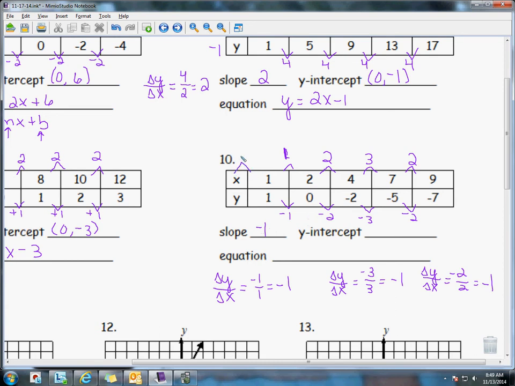Y-intercept, I need to go back 1 to get 0, and since I was subtracting 1 here, I'm going to do the opposite, which means I'm going to add 1 and I'm going to get 2. So my y-intercept here is 0, 2. So my equation is y equals negative 1x plus 2. Okay, remember though that 1 is your invisible number, so this is the same thing as y equals negative x plus 2.